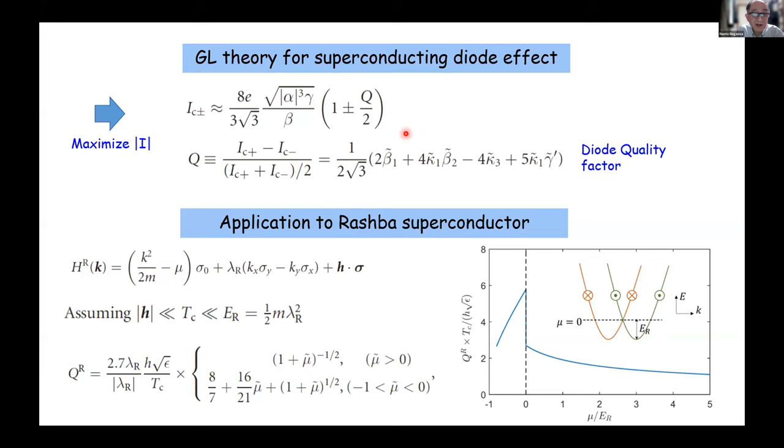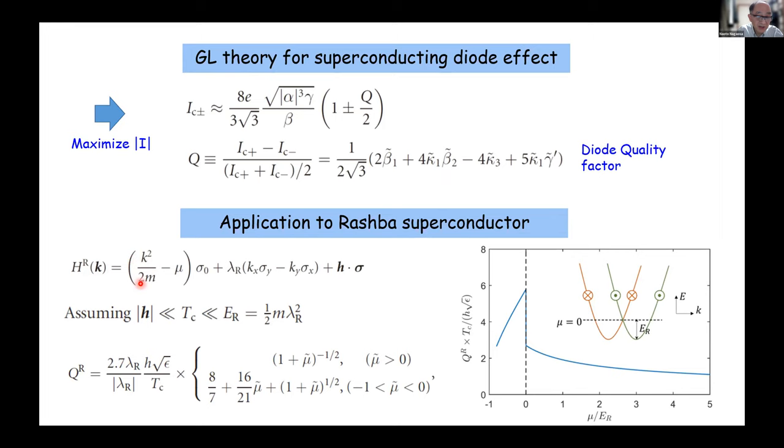And then depending on the direction of current, we have a critical superconducting current density, J_c plus minus. And then this Q factor is characterizing this diode quality. And the Q factor is represented in terms of these coefficients, beta one, beta two, kappa three, and kappa one, gamma prime. For the details of this expression, please refer to our papers. But now this Q value can be calculated for the Rashba superconductors.